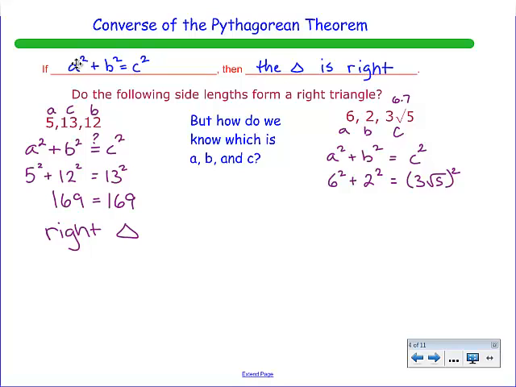6 squared plus 2 squared is 40. How do I do 3 root 5 squared? Well, I have to square each part. 3 squared is 9 times square root of 5 squared is just 5. So I get 40 equals 45. This is not true, so we're going to say not a right triangle. But what if it's not a right triangle? Does that tell us whether it's acute or obtuse?